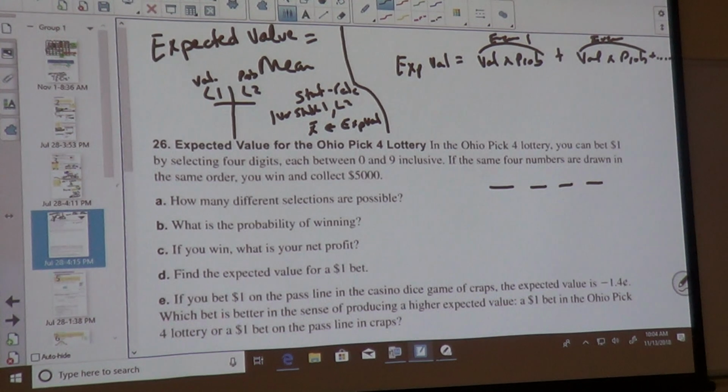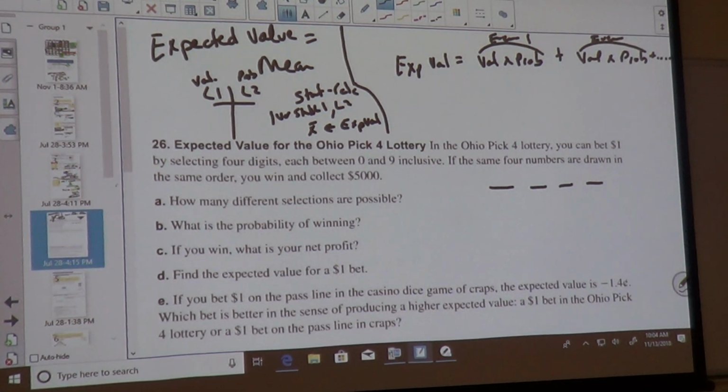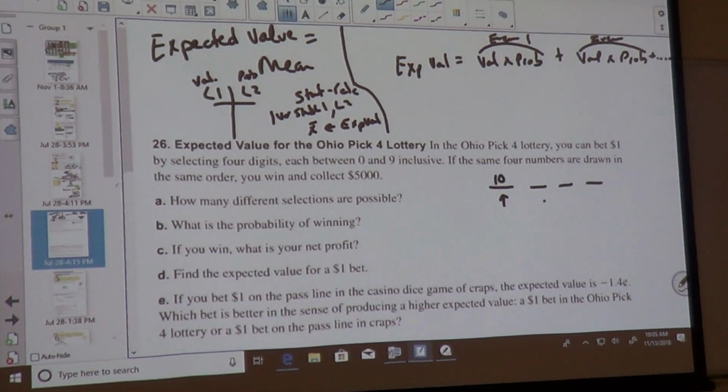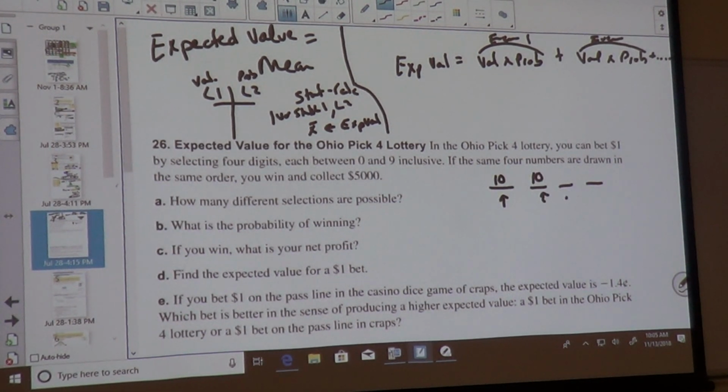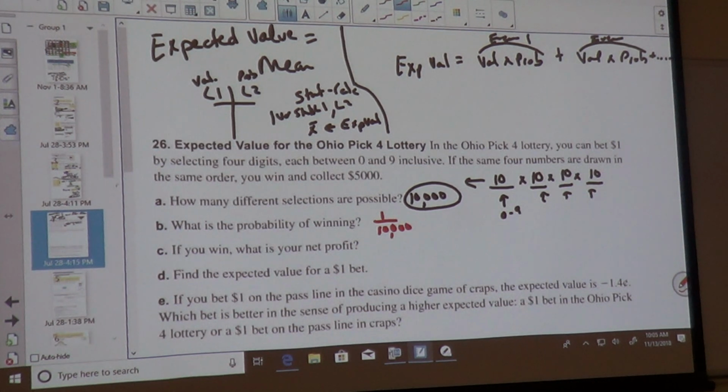So, first question. How many different selections are possible? How many selections are possible for this one? 10. Because they were 0 to 9. Okay, so how many different possible selections? 10,000. You with me? Bringing up nightmares from the last chapter. What is the probability of winning? 1 out of 10,000. Because that's what makes me happy over total.